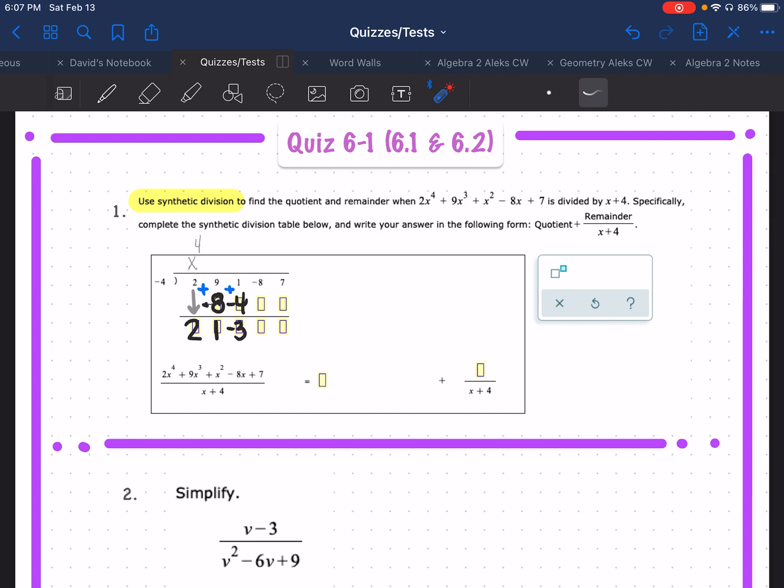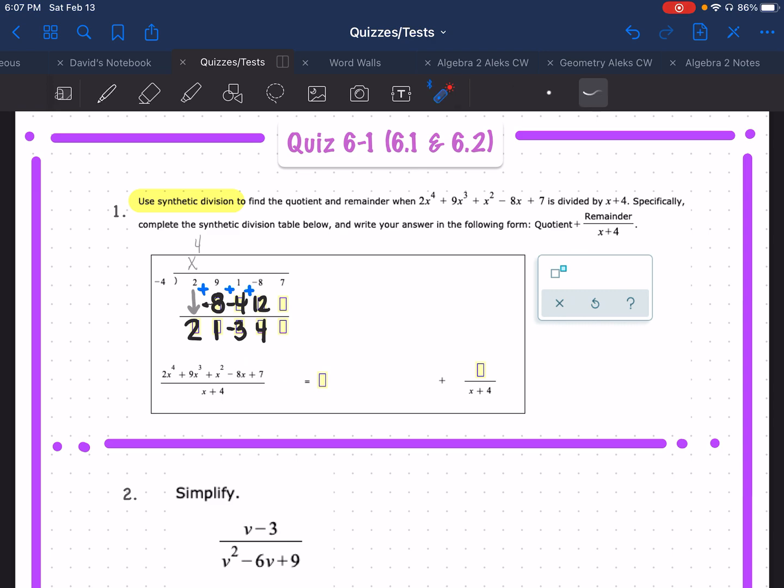And I'm going to multiply again. -4 times -3, and I'm going to put my answer right here. -4 times -3 is positive 12. And I'm going to add these two together. -8 plus 12 is positive 4.